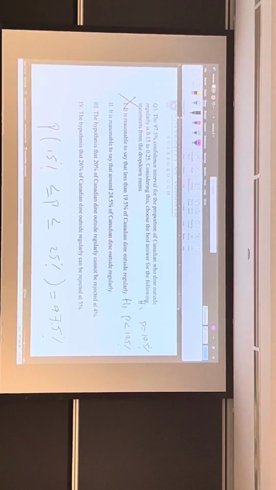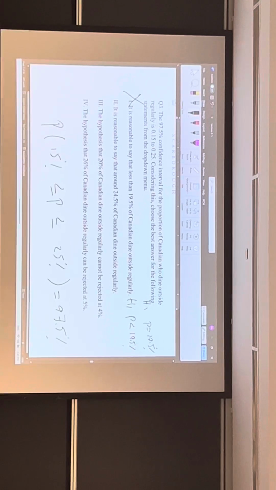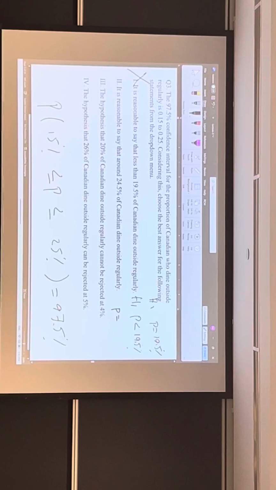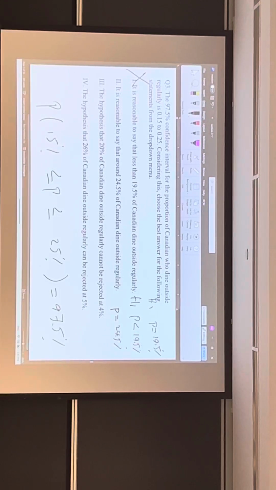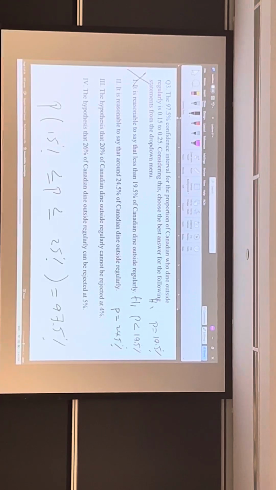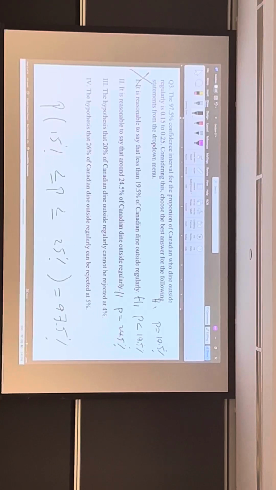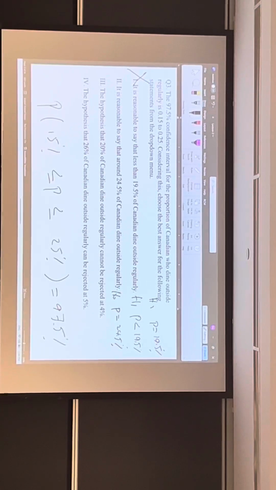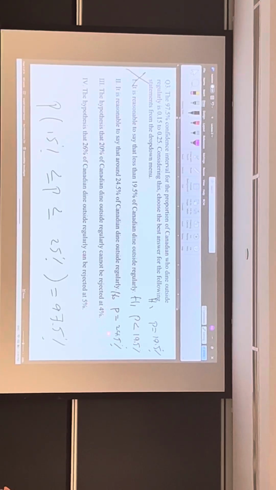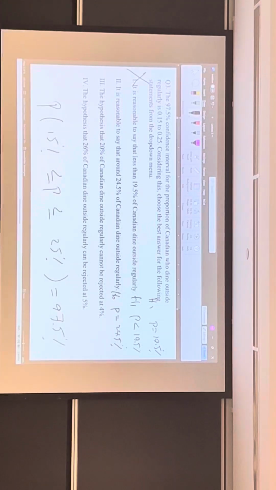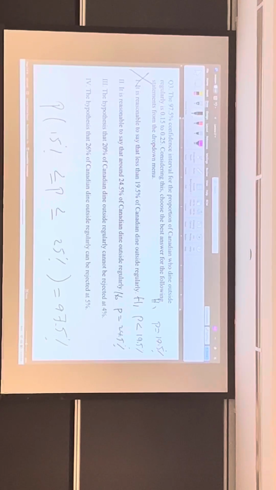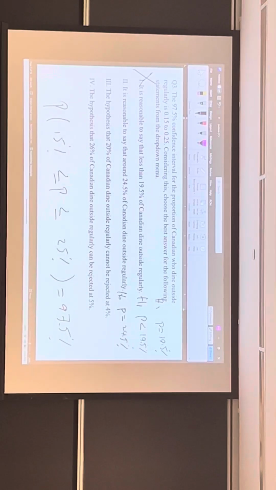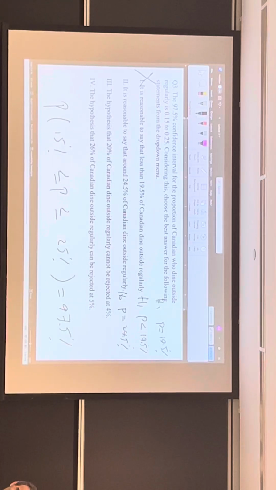What about number two? Is it reasonable to say this one? So the second one gives you the null. There's no less, there's no more. So it gives you a statement for the null. Is it reasonable to say this one? Yes or no? Yeah. Yes. This falls inside. You cannot reject it. So it's reasonable to say it.